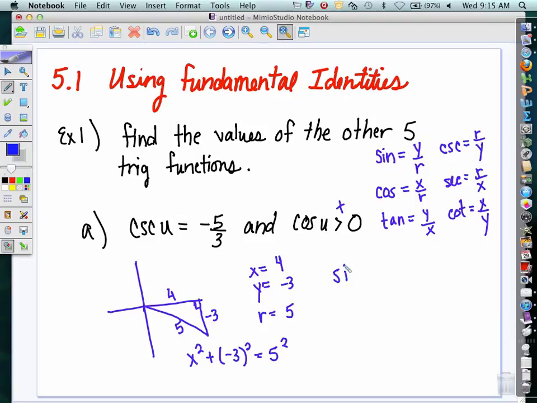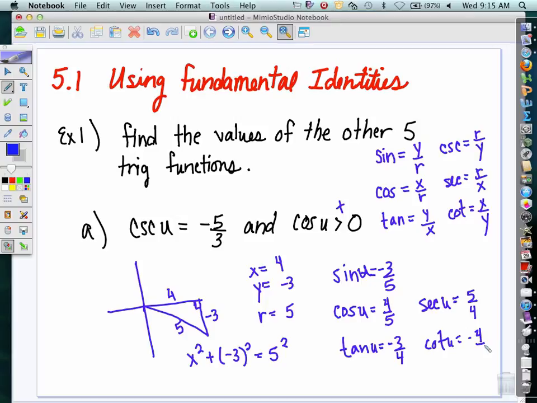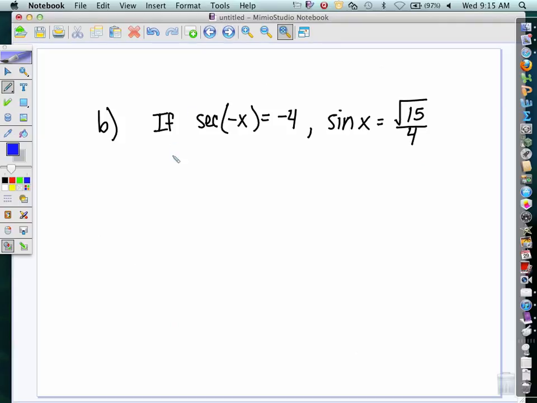They give us the cosecant, but we know that the sine of u is equal to negative 3/5. The cosine of u is equal to 4/5. Now I'm just doing those ratios. Tangent of u equals negative 3/4. We are already given the cosecant. Secant of u is 5/4, and cotangent of u is negative 4/3. All right, so you use your x, y, and r values to be able to write and identify the rest of the trig functions.